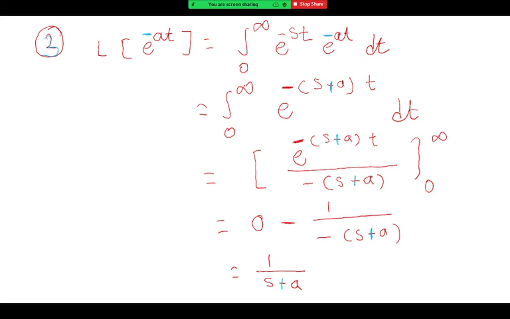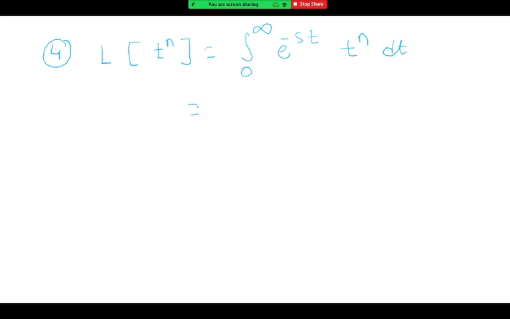What is the Laplace of e raised to minus at then? Laplace of e raised to minus at should be, yes? 1 upon s plus a. Correct. So that is the third result. Is that clear? Yes, sir. So can I show the fourth then? Yes, sir. Okay.